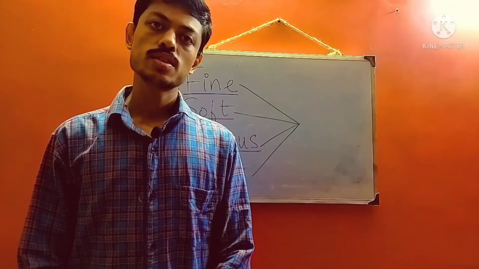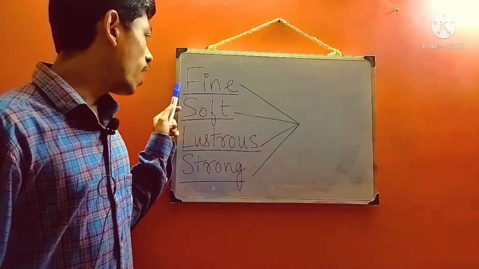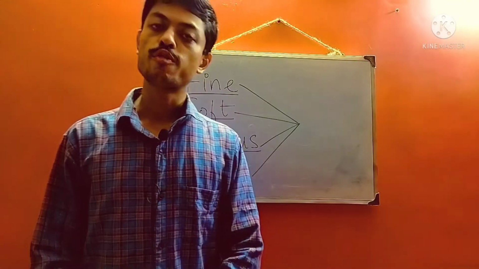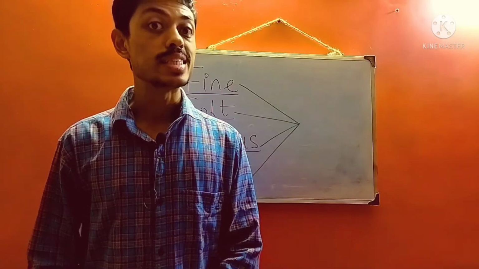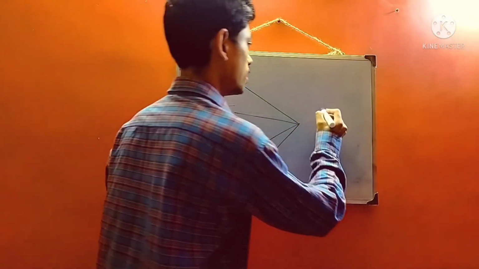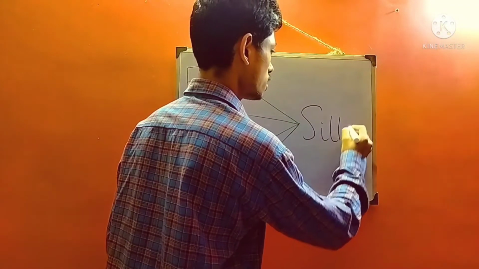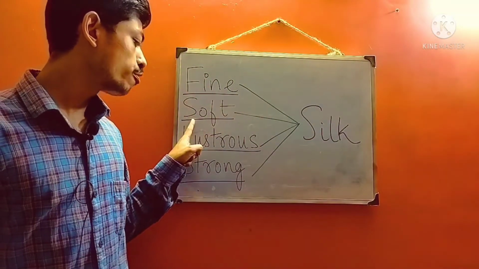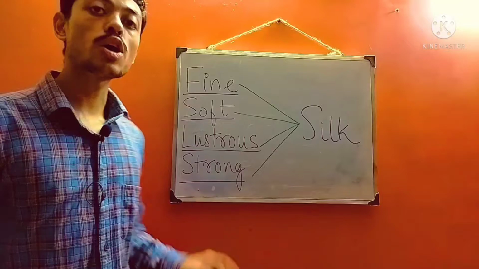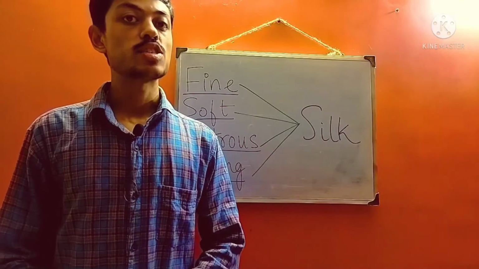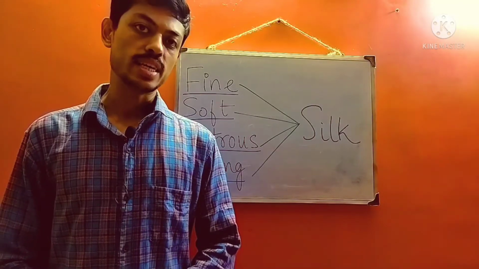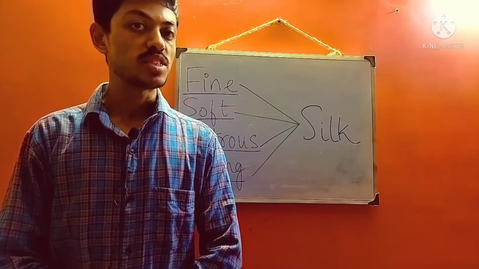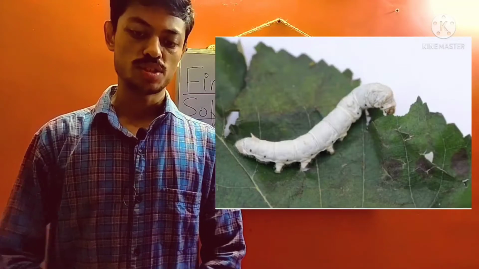Today, we would be discussing a fine, soft, lustrous and strong animal fiber, that is silk. So, silk is a fine, soft, lustrous and strong animal fiber. It is obtained from an insect called the silk moth, especially its larval stage.